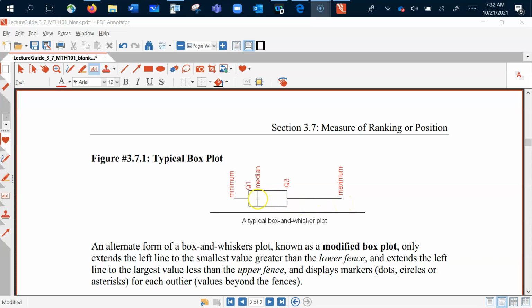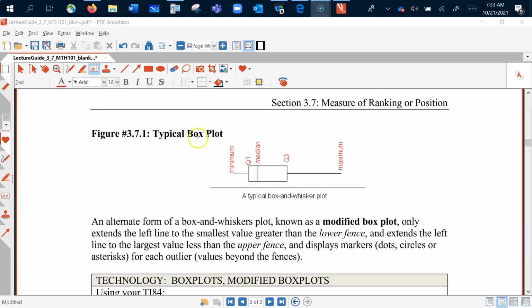Again, notice that the left edge of the rectangle, or the box, is Q1, the right edge of the box is Q3, and the middle vertical line is the median. So depending on the values of Q1, the median, Q3, and the minimum and the maximum, the box plot can look different. But in general, I'll have this overall shape.